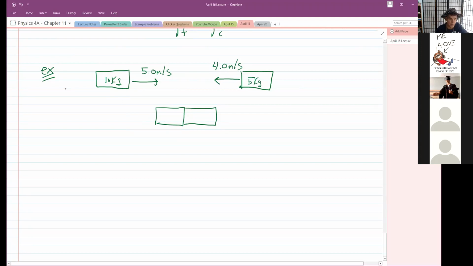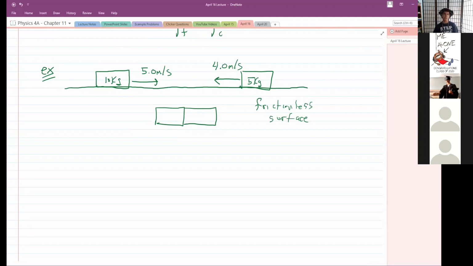So both of these objects are on some kind of floor. Let's just say it's a frictionless surface. Now, one thing about conservation of momentum, kind of like energy: if the work done by all external forces is 0, then energy is conserved. It doesn't say that there's no external forces, just that the total work done is 0. Same thing here. It doesn't say there's no external forces acting on the system. It says they all add up to 0.